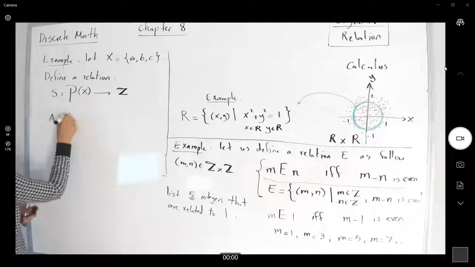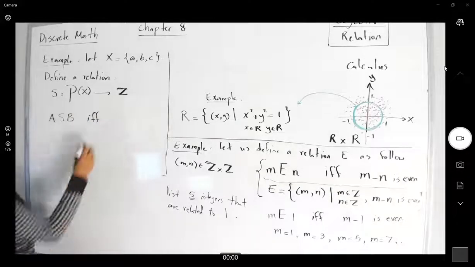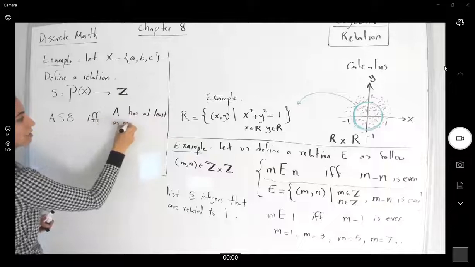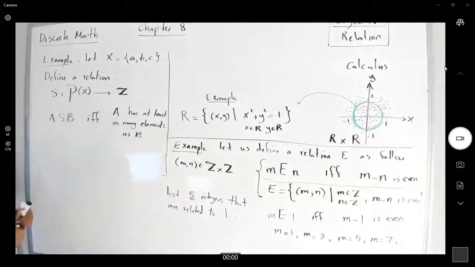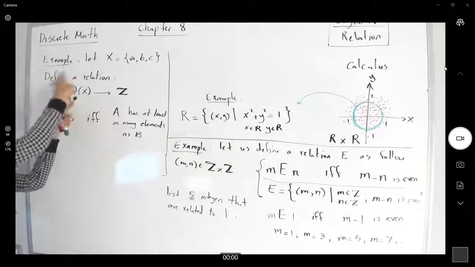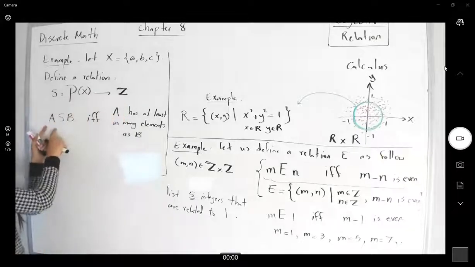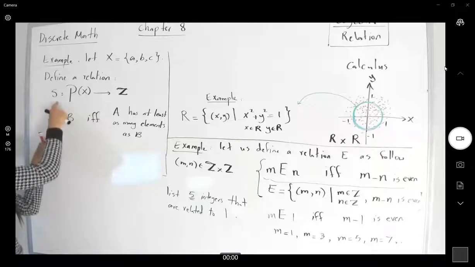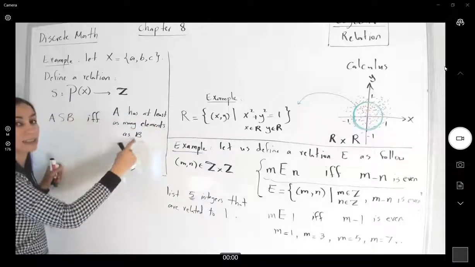A is in a relation with B if and only if A has at least as many elements as B. They have a relation S that takes on values from P(X) to integer Z. We say that 2 members from the power set of X are related together, are members of S, if and only if A has at least as many elements as B.